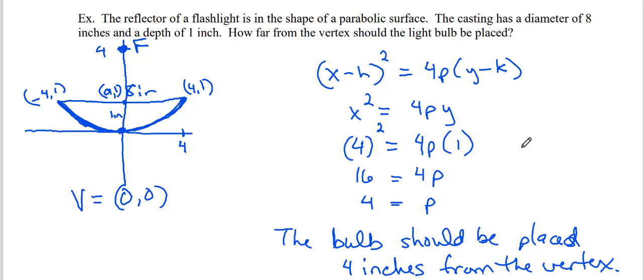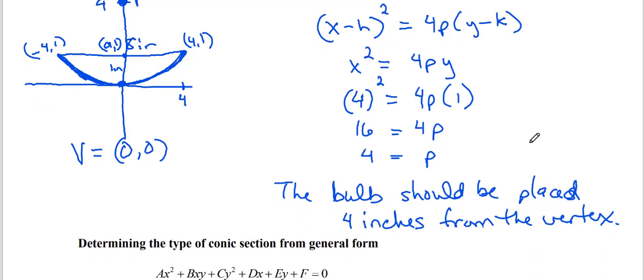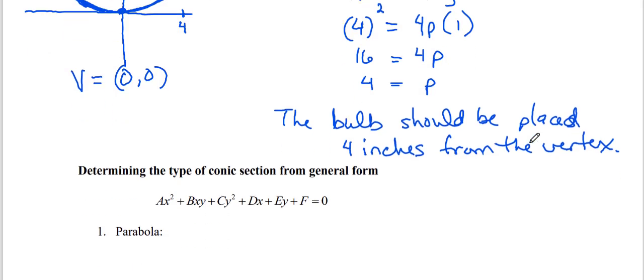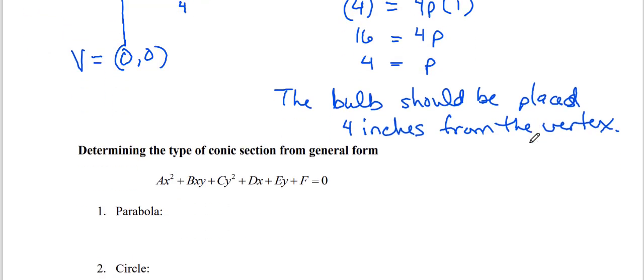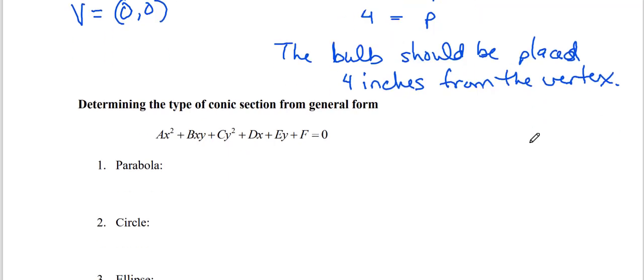Like, you need a flashlight to aim a certain way, right? You need the beam to go a certain way. You need a headlight on a car to go a certain direction. You need a satellite dish to be pointed toward the satellite, so to receive that signal. So that is important. It's an important idea that we're using the reflective property of a pair of parabolic surfaces.